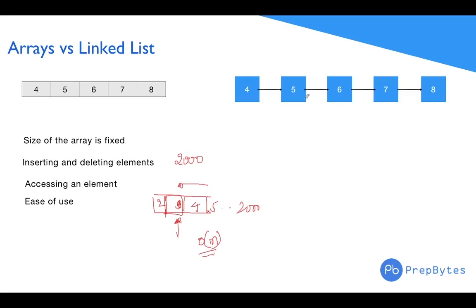In this case again, let's say I have to delete 5. If we have to delete 5, we just have to change the links again. Now 4 will start pointing to 6 and we just have to remove 5, this particular node, whatever space it is occupying from the memory. So again this has time complexity of O of 1. Great. Now let's proceed towards the next point, which is accessing an element.